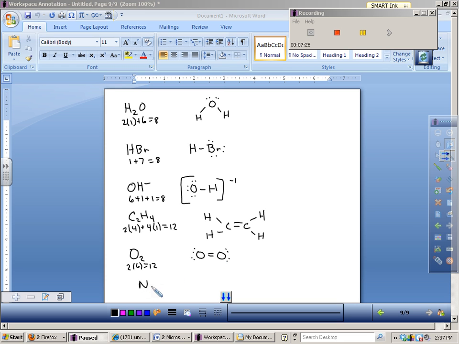And last, nitrogen, 2 times 5 gives us only 10. So we know we're going to need 1 less than we have here. So there's our nitrogens. They each get a pair, and it's a triple bond. So 2, 4, 6, 8, 10 for the total. And that ends our counting of Lewis dots.